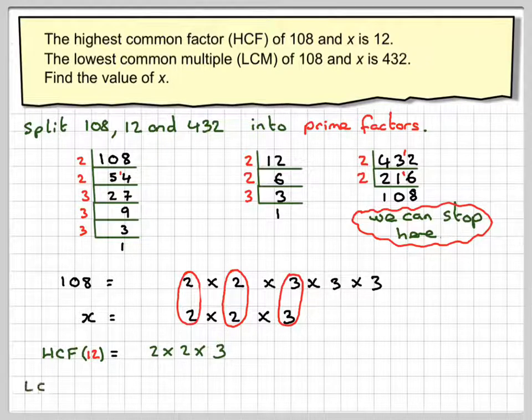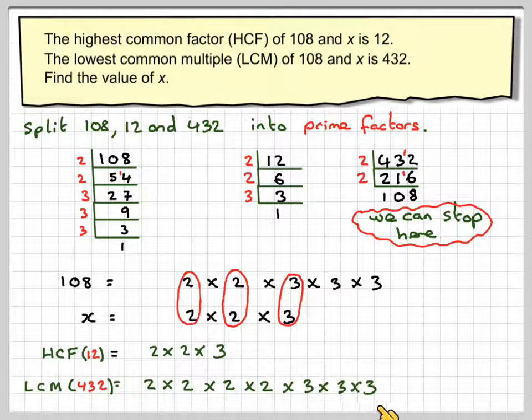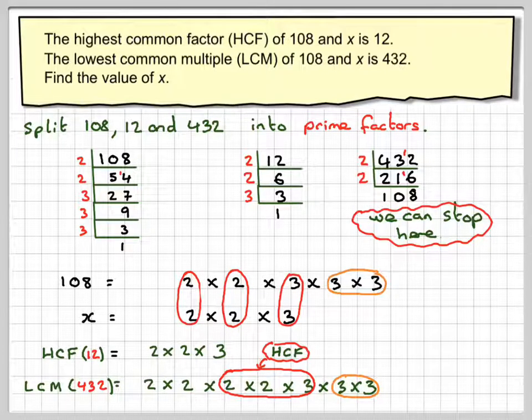For the LCM of 432, we're going to have 2 times 2 from here, and then all of these. So 2 times 2 times 3 times 3 for the number 432. Right, first of all, pair up the highest common factor, these numbers here. We can eliminate those. We also can eliminate 3 times 3, because that appears here and here. So we're left with a 2 times 2.